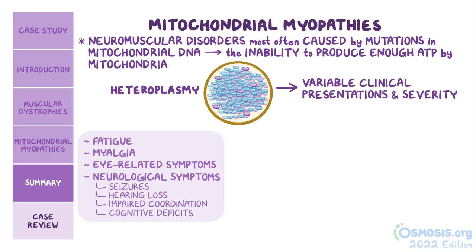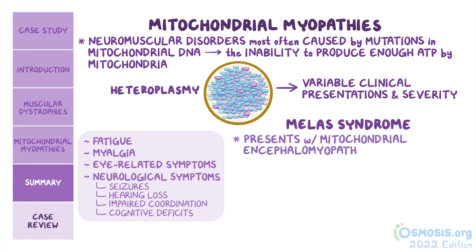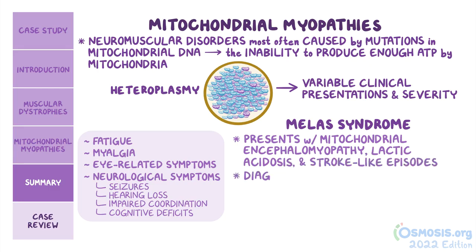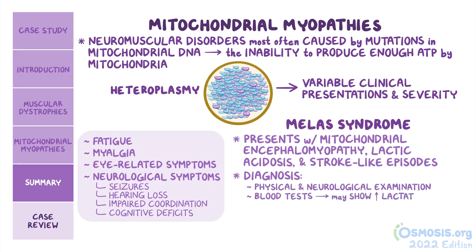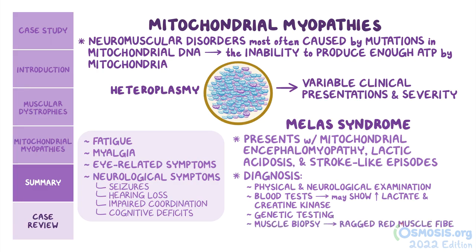An important mitochondrial myopathy is MELAS syndrome, which presents with mitochondrial encephalomyopathy, lactic acidosis, and stroke-like episodes. Diagnosis of mitochondrial myopathies includes physical and neurological examination, followed by blood tests that may show elevated levels of lactate and creatine kinase. Diagnosis can be confirmed through genetic testing. Finally, some individuals may need muscle biopsy, which will show ragged red muscle fibers.